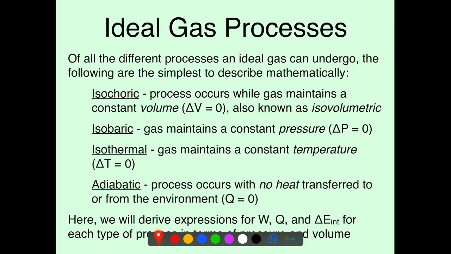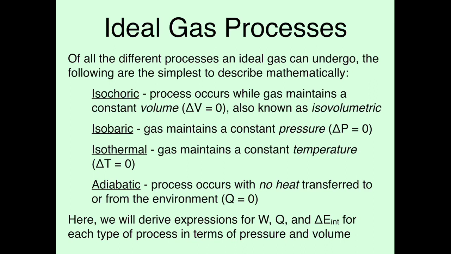Okay, the next one, isothermal. This means that the gas is maintaining a constant temperature. So throughout the process, delta T is equal to 0. And then finally, adiabatic. An adiabatic process is any process that occurs with no heat transferred to the gas from the environment. So it means Q is equal to 0. No heat is flowing in or out of the gas during the process.